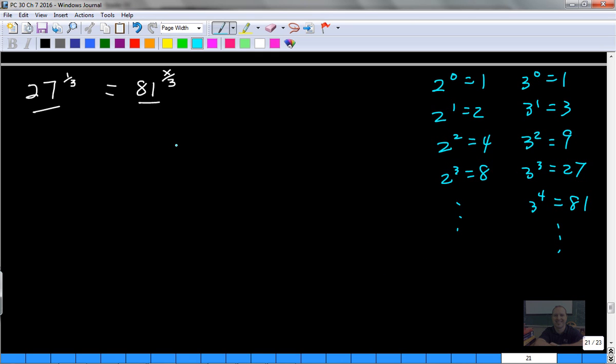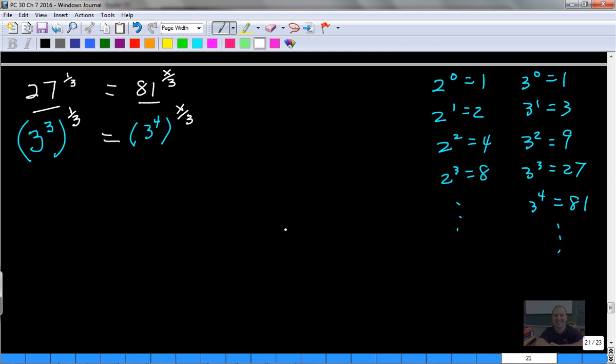Awesome. Anyways, what we can see here is that 3 cubed is 27. So let's write 27 as 3 cubed. Okay? And I'm going to leave that 1/3 there. And then I'm going to write 81 as 3 to the 4th. And how do I know that? Well, 27 times 3 again. So 3 times 3 times 3 times another 3 is 81. And so we have 81 is actually 3 to the 4th to the power of x over 3.